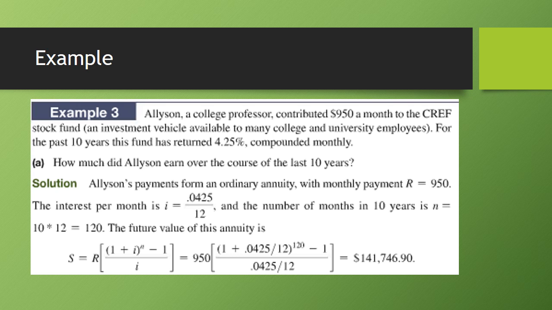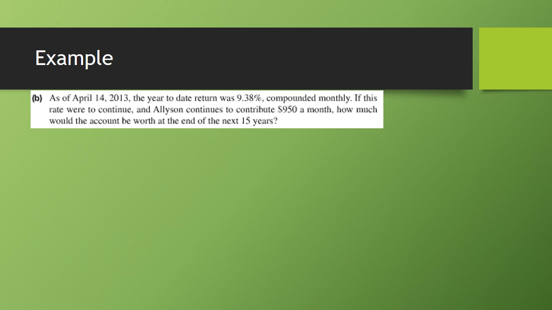Okay, she has an ordinary annuity. R is $950. I is 0.0425 over 12. It's compounded monthly. And it's been 10 years, so 10 times 12 is 120, and that's going to be our N. Put all that into the future value formula, and you get $141,746.90. The question is that as of April 2013, the year-to-date return was 9.38% compounded monthly.